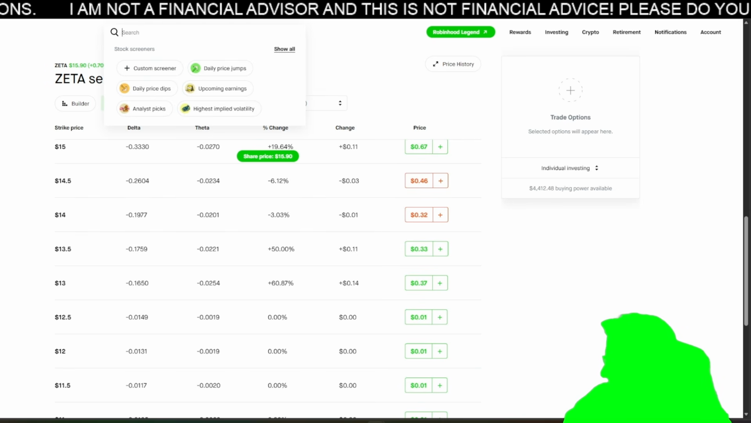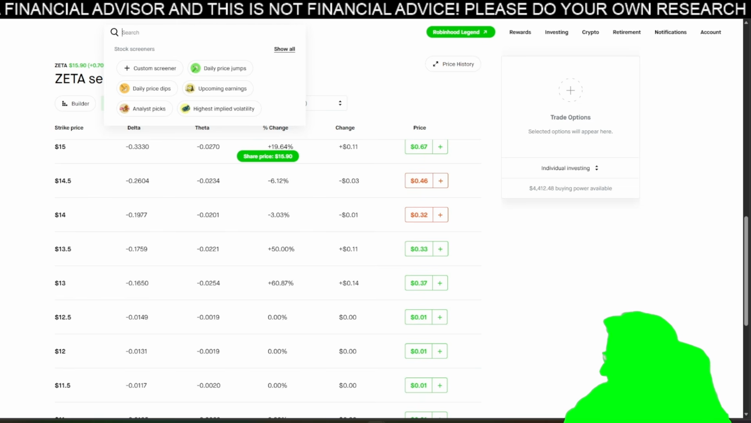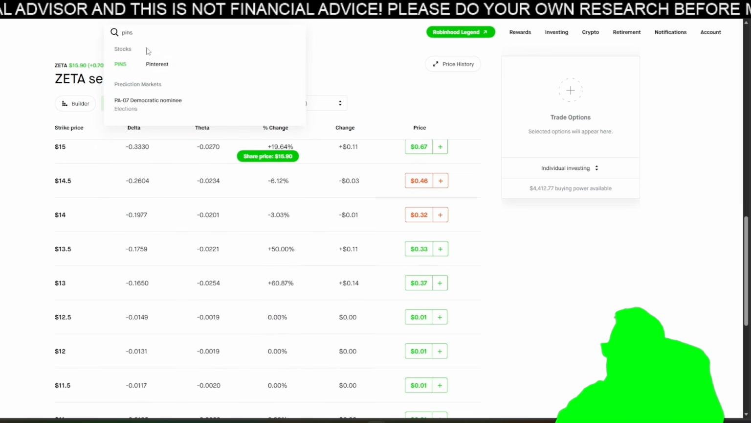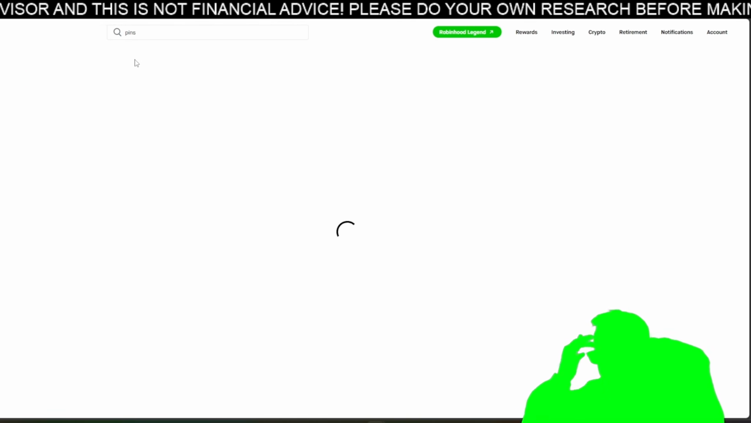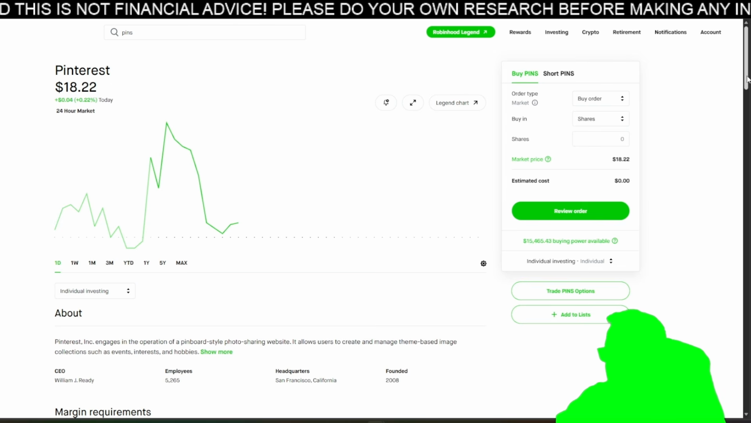Let me take a look at my spreadsheet and see if there's anything else I kind of like. Sorry about this, guys. I'm already in UiPath right now. Pinterest is one that still pops up on my spreadsheet. Pinterest has been undervalued for a long time, it seems like. I've been shouting this out multiple times here.